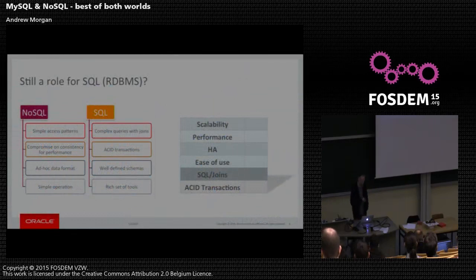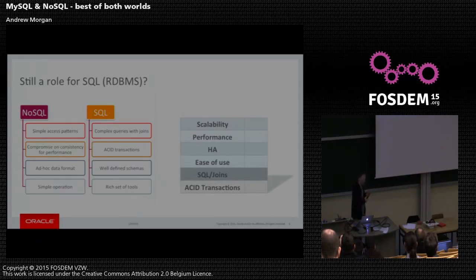So on the left-hand side here, we can see what are some of the attributes that people like about NoSQL data stores. So simple access patterns. So applications that are very often just, I've got this data and I want to store it and I want to retrieve the data. So nothing like joins, foreign keys, etc.